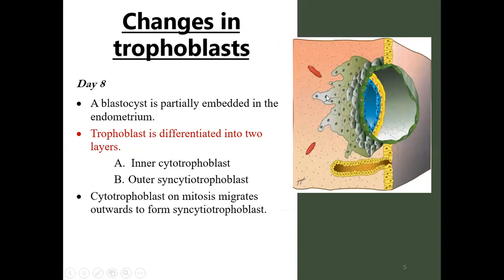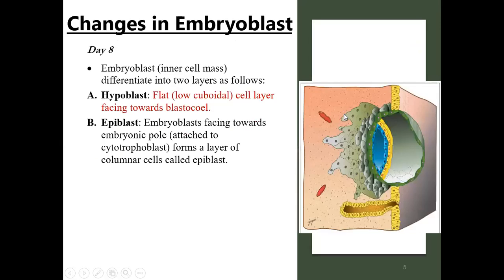Now, what are the changes in the trophoblast? By day 8, the blastocyst gets partially embedded in the maternal endometrium. The trophoblast differentiates into the inner cytotrophoblast cell layer and the outer multinucleated layer with diminishing cell membranes. They are known as the syncytial trophoblast. So the cytotrophoblast gives rise to the syncytial trophoblast.